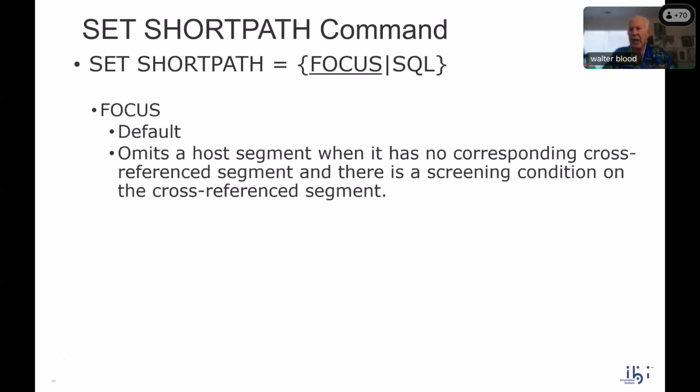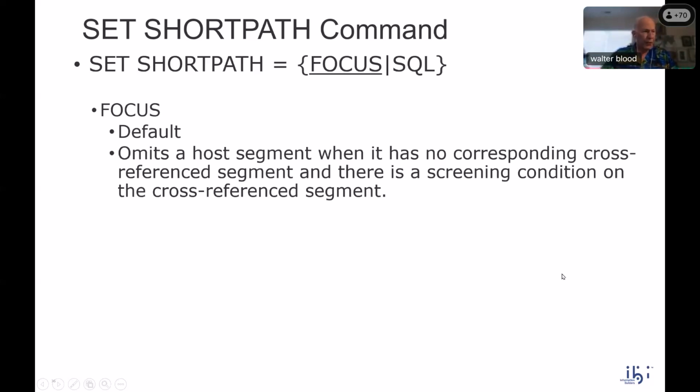Short path is, how do I deal with the data when I have a short path? What's actually in my short path? The default has always been nothing. There's nothing there. There's nothing you can do. It's empty. So you really can't do anything with it. There's really no way to see that. There's no corresponding cross-reference segment, and you can't really screen that.